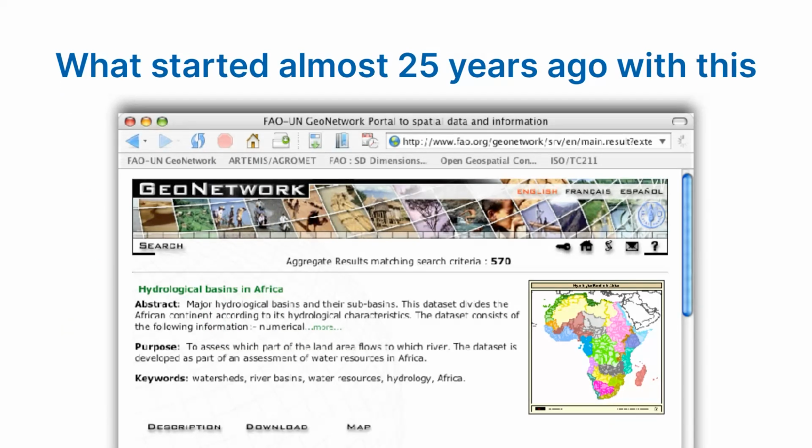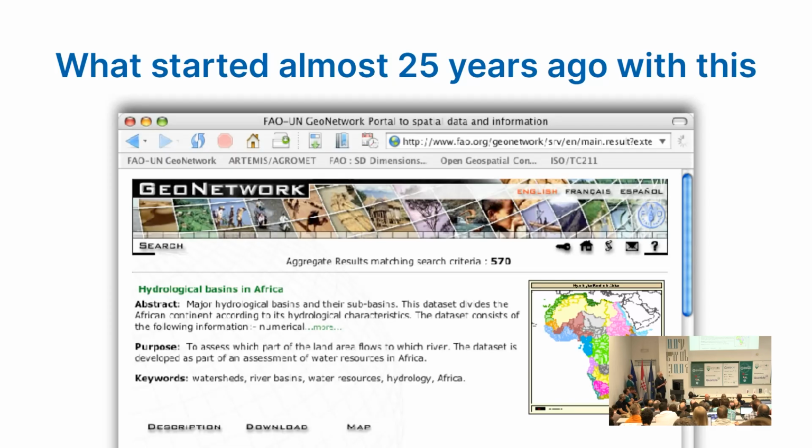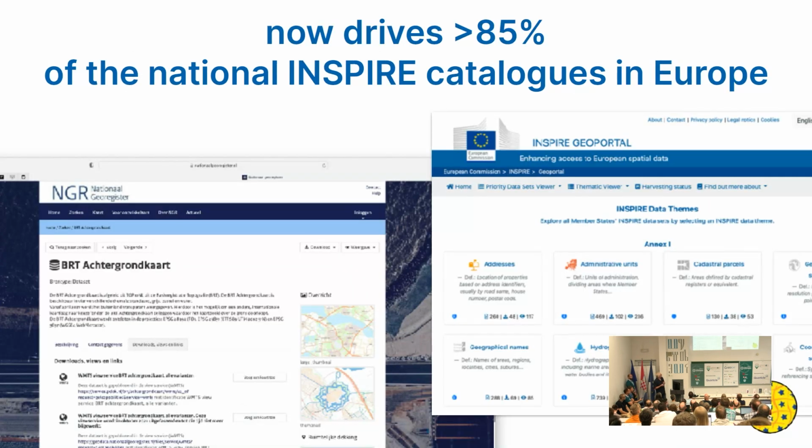So this is what started 25 years ago. A catalog showing what data FAO had and also what other UN agencies had. And this is where we're now. So driving over 85% of national catalogs for geospatial data in Europe, but it's also widely used outside of Europe. And it's definitely not only used for national endpoints, it's used in a lot of other levels of government and so on.